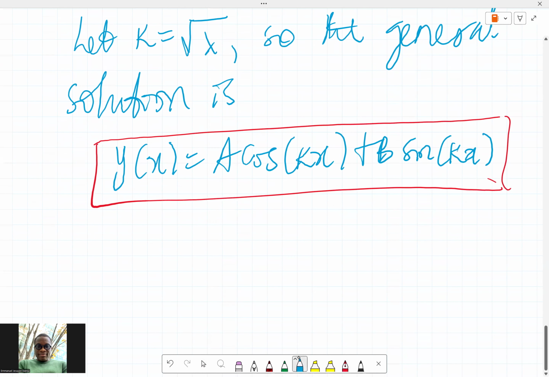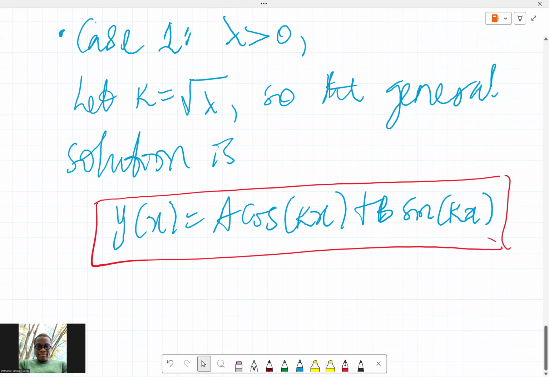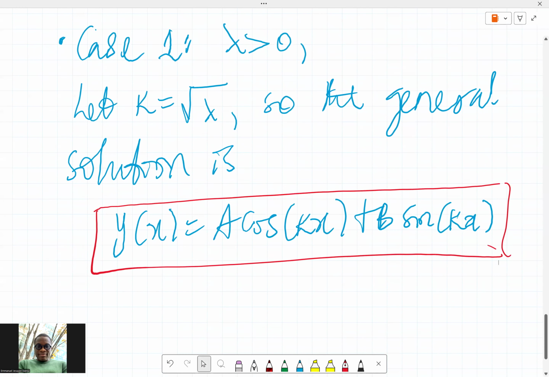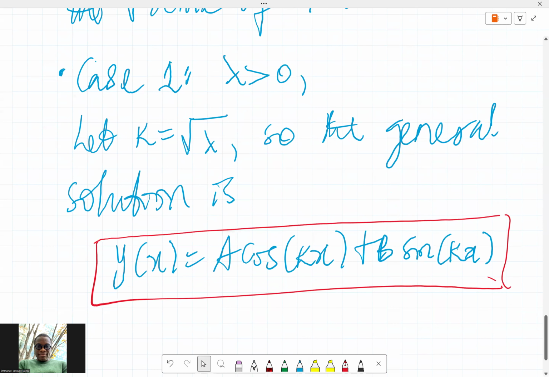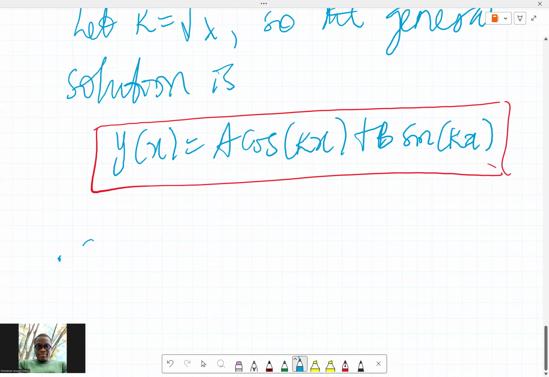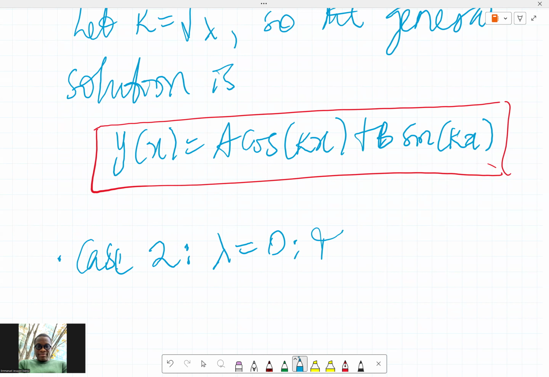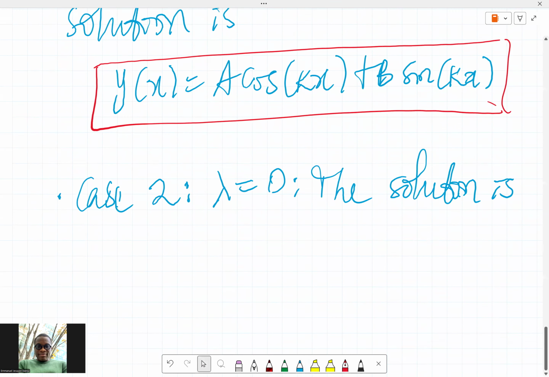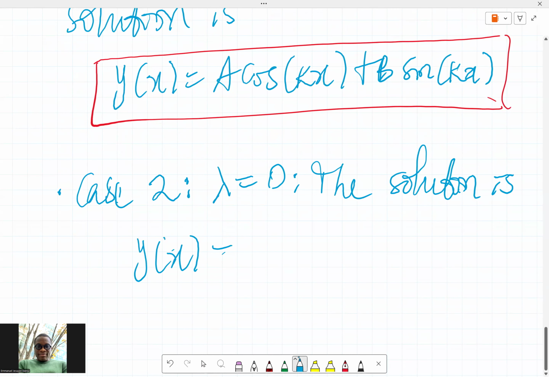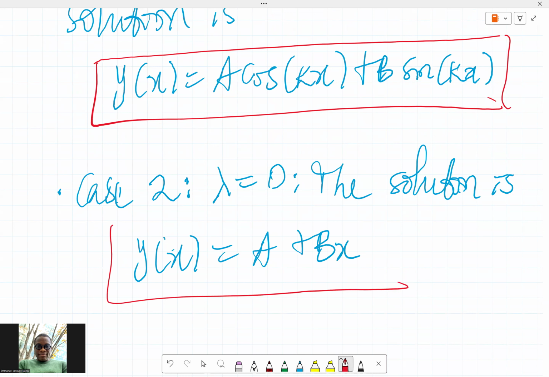Then we can have case 2. So it depends on the value of lambda, like we said. If lambda is greater than 0, we can have what we just had. Then we can have case 2, where lambda is equal to 0. So in that case, the solution would be y of x equals a plus bx if lambda is equal to 0. So this is the second possibility we have for that.